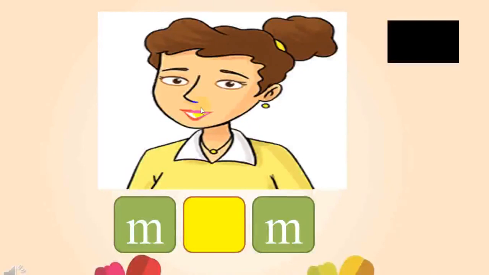Look at the picture. Who's this? This is Mom. So can you write the missing letter here? You have 5 seconds. The answer is O. Now listen. Mom. It's your turn now.